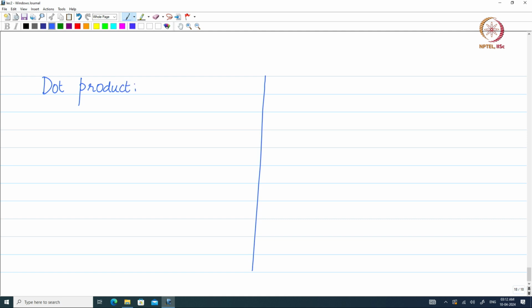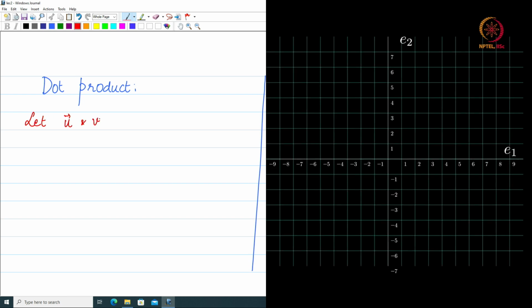Now, this is something all of us would have learned, but let us actually get into the idea of vectors. Why would we want the dot product? Let us assume that we have two vectors, let u and v be two vectors. All the vectors that we consider here are two component vectors, therefore in 2D.